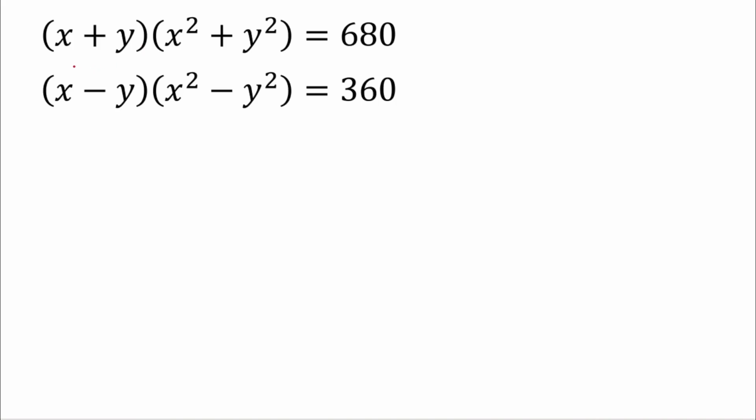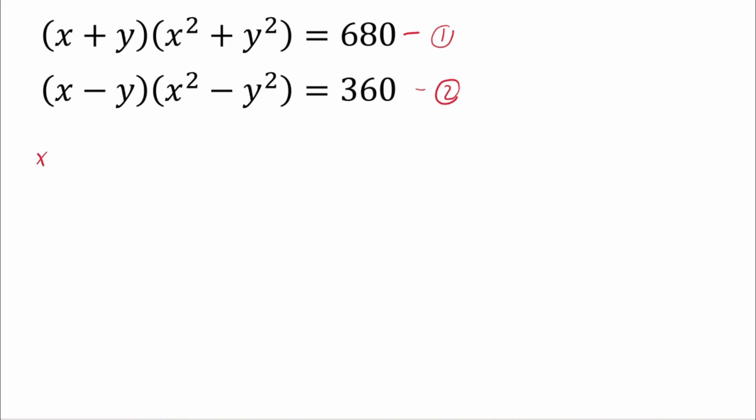Hello students, in this video we are going to solve (x + y)(x² + y²) = 680 and (x − y)(x² − y²) = 360, and here we will find the values of x and y, where x and y are both real numbers. Let us consider this as equation number first and this as equation number second. Look carefully at equation number second.